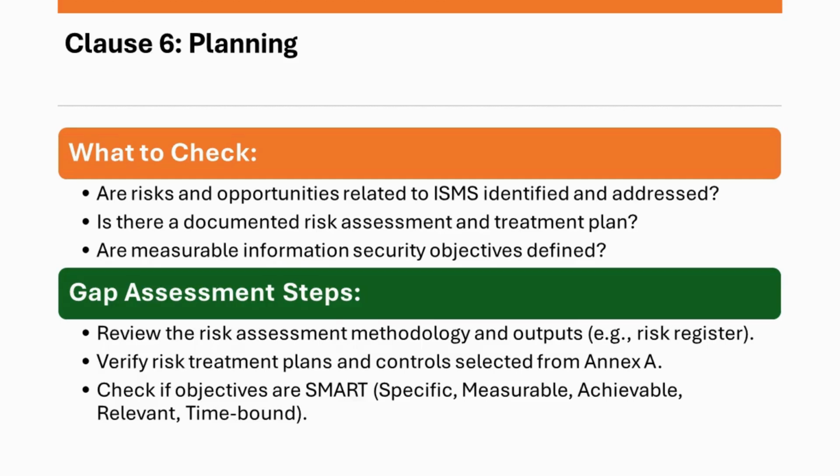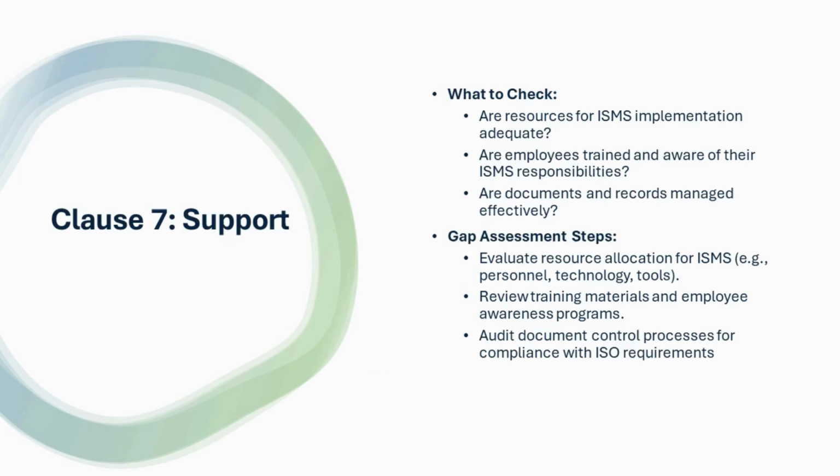In the risk assessment example, a financial institution identifies phishing attacks as a high risk area and evaluates potential impact and likelihood. Now, for risk treatment, a logistics company implements email filtering tools to mitigate the risk of phishing emails. Now, as an objective example, an e-commerce company sets an objective to reduce data breaches by 50% within a year through employee training and zero trust architecture, or at least a next generation firewall.